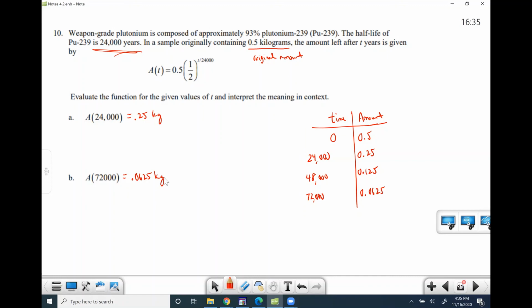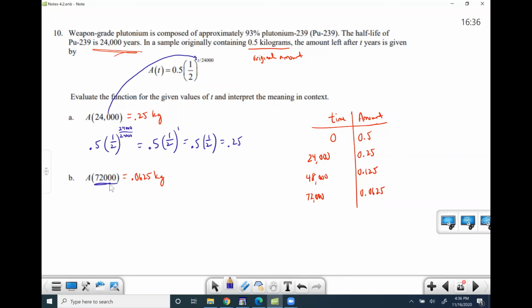I was just thinking logically about it. But we could do it besides this. We could actually plug these numbers in. So those of you who really like formulas and stuff, okay, you're just going to take the t and plug it in right there. So this would be 0.5, 1/2, and then you'd put 24,000 on top of 24,000 according to the formula. So that means it'd just be 0.5 times 1/2 to the first power. So if I do 0.5 times 1/2 in my calculator, guess what? It's 0.25.